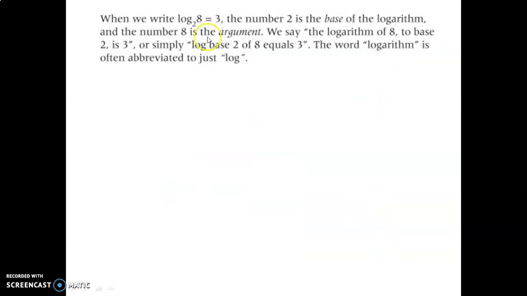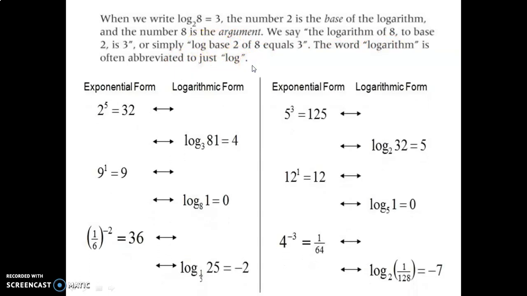All right, so now you know a couple more things about how to read this. When we write log base 2 of 8 equals 3, the number 2 is the base. Yes, we just talked about that. And the number 8 is called the argument. And we can say the logarithm of 8 to base 2 is 3, or simply, log base 2 of 8 equals 3. The word logarithm is often abbreviated just log, right? So log base 2. Okay, so here's some for you to try.